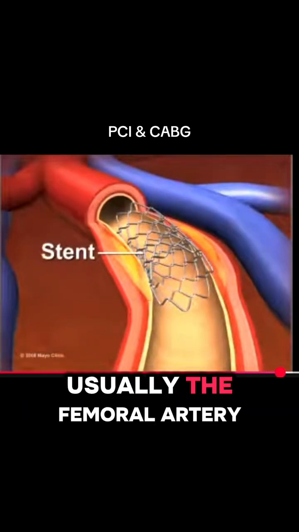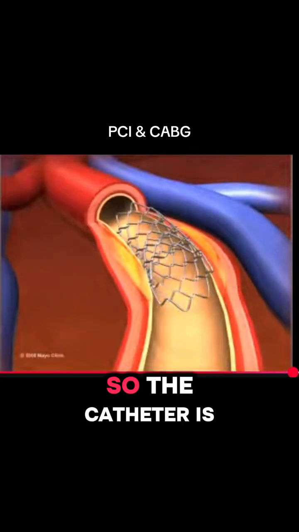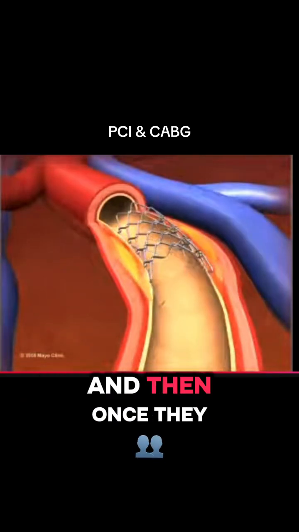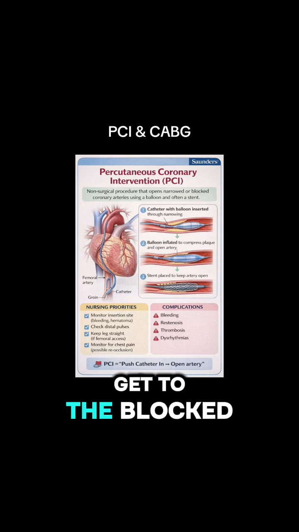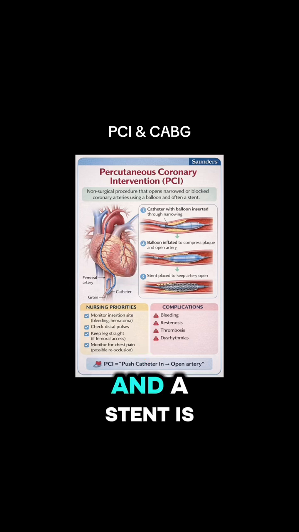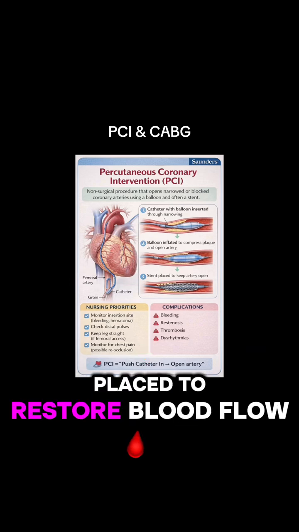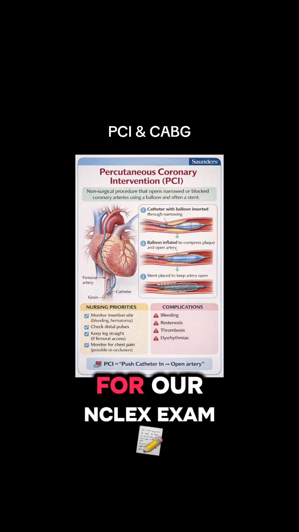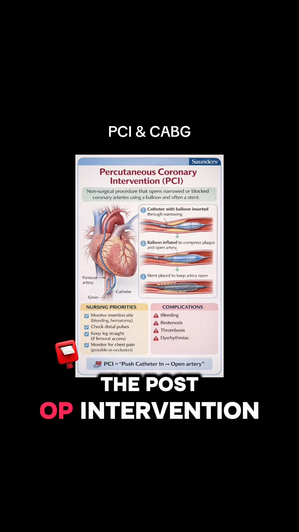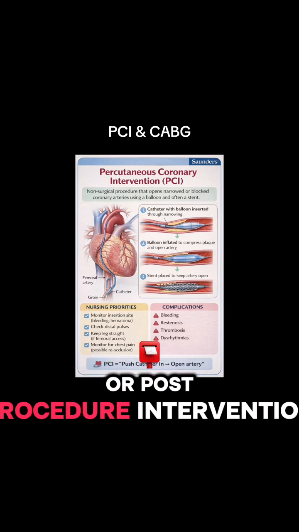Usually, the femoral artery is used. So the catheter is threaded through the femoral artery, and then once they get to the blocked area of the coronary artery, the balloon is inflated and a stent is placed to restore blood flow to the heart. For our NCLEX exam, what we need to know as nurses is the post-op intervention or post-procedure intervention.